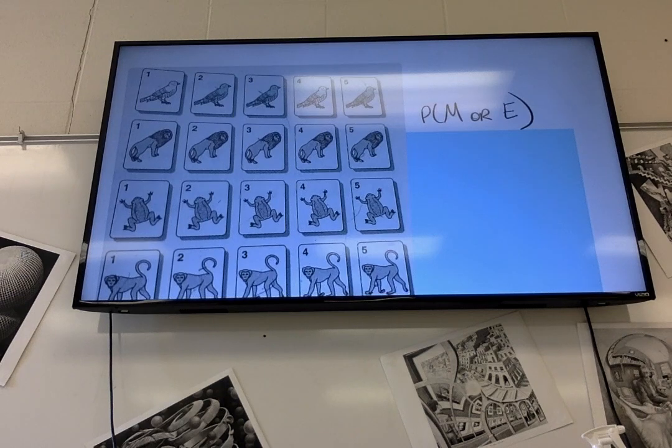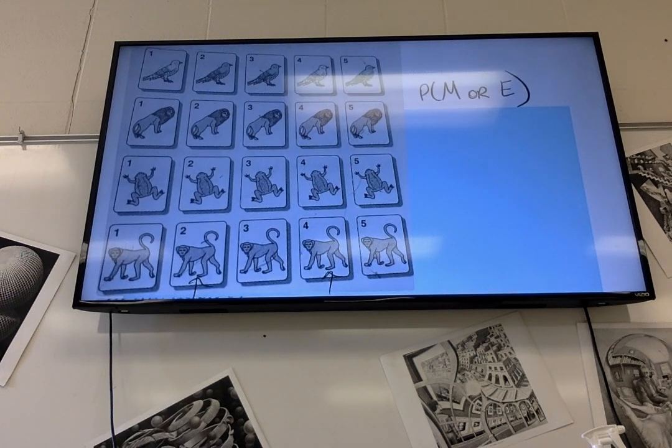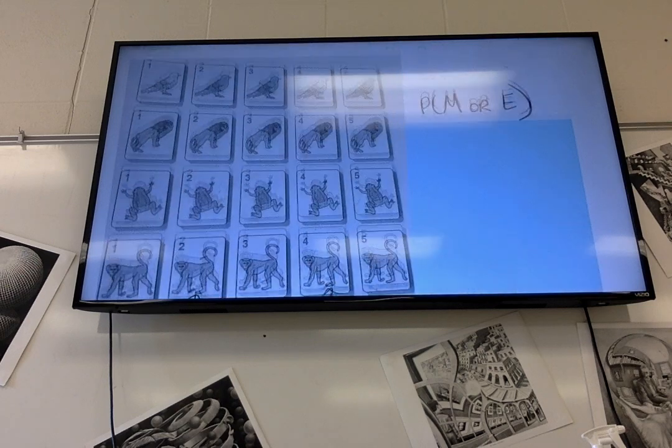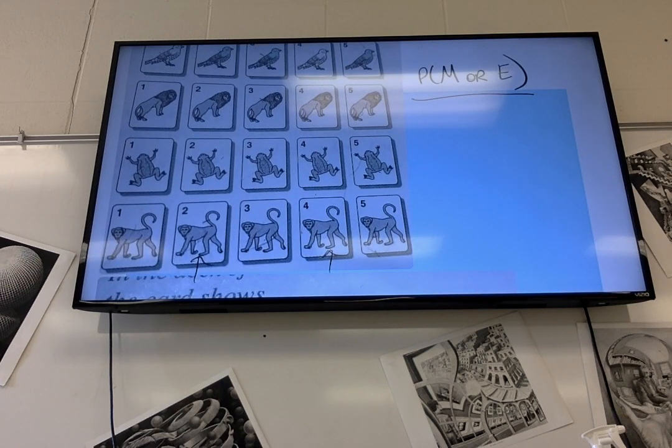Here we go. So, sometimes you're given a picture of something. These are cards, but these are different cards. They have numbers 1 through 5 on them, and they have birds, lions, frogs, and monkeys. And we want the probability that it's a monkey or an even number. So that's why I have monkey or even, M or E.